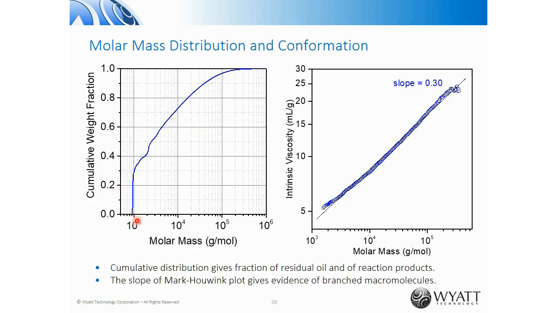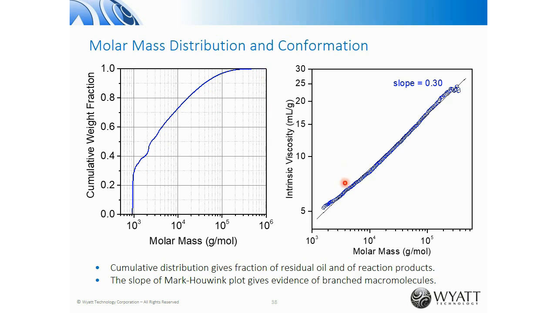The cumulative distribution plot that we can get from the acquired data describes the fraction of unreacted oil, so the fractions below about 1000. So in this particular case, about 30% of the sample has molar mass below 1000. So these are the fractions that are not polymerized, and then we have the products of the polymerization reaction and the distribution of mass in these products.